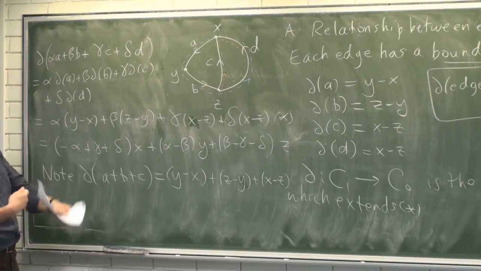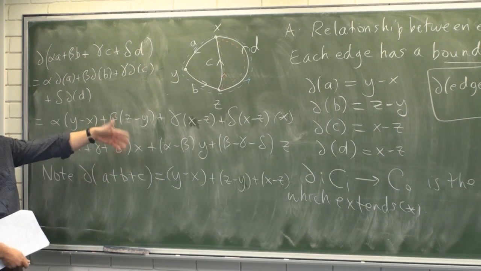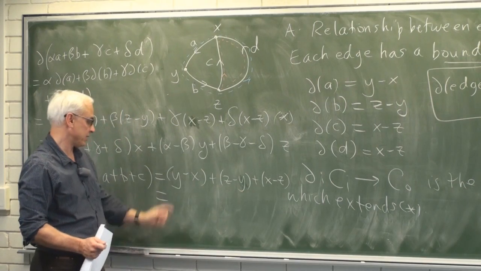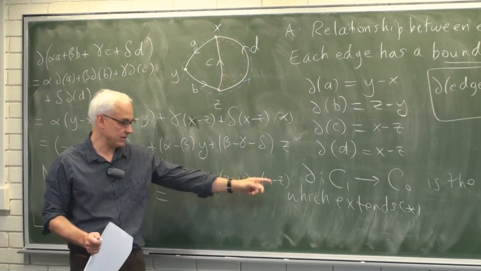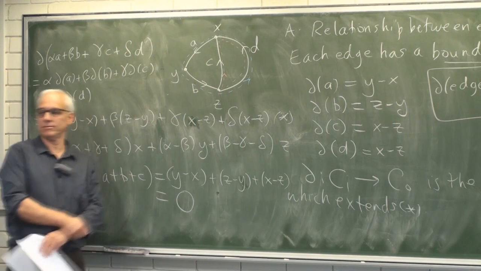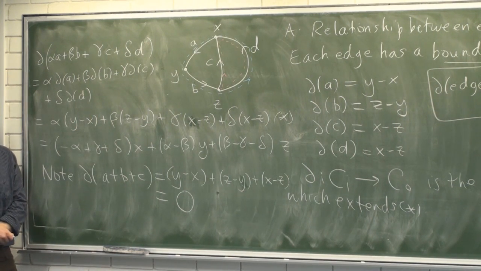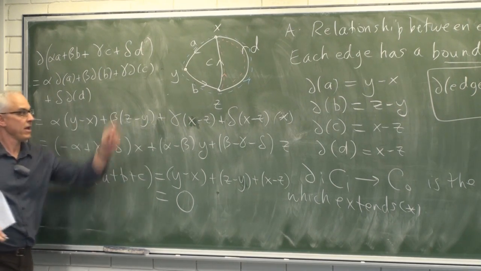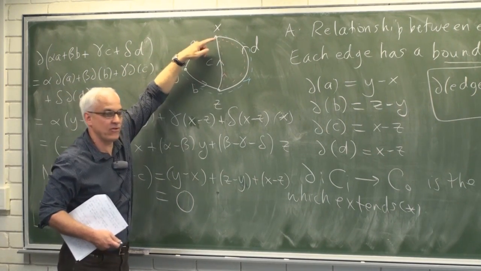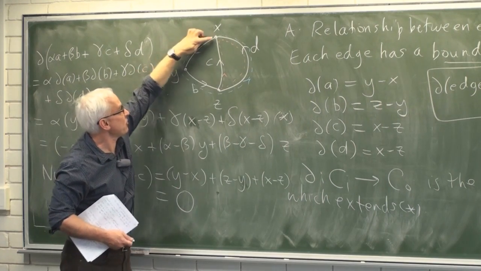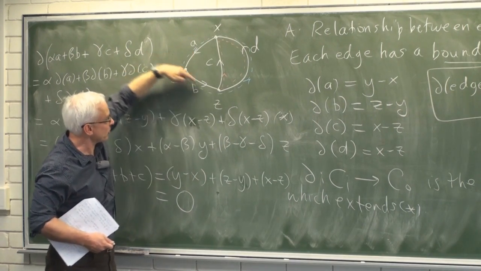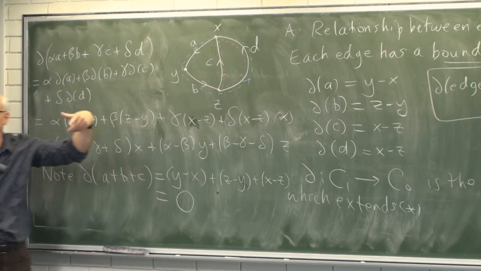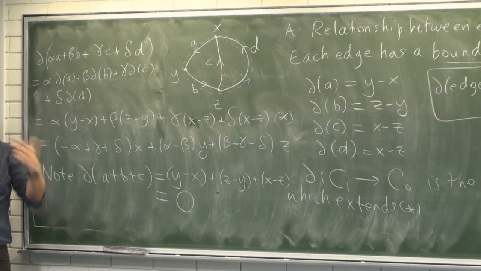And so when we compute or simplify that in the group just generated by x, y, and z, we get the minus x cancels with that x, the y cancels with that minus y, that z cancels with minus z. We get zero, which is exactly what we would expect because we're talking about a cycle, A plus B plus C. We're saying that the boundary of A is this minus this, the boundary of this is this minus this, and the boundary of this is this minus this. So if we add up the various boundaries, they all cancel and we get zero.